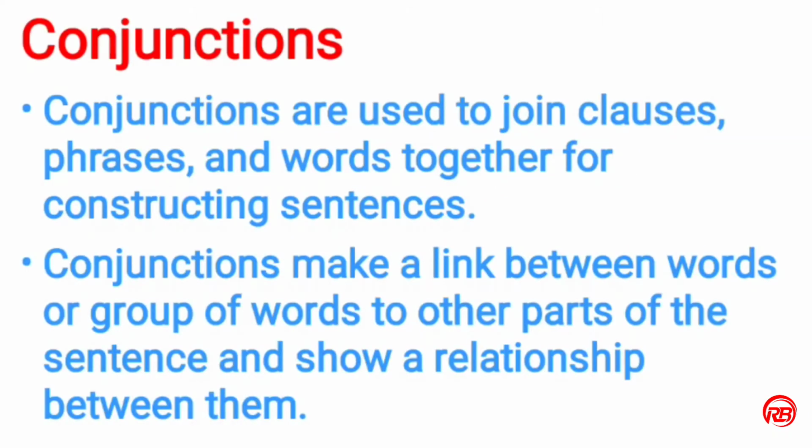Here I have given you the definition of conjunctions. Conjunctions are used to join clauses, phrases and words together for constructing sentences. Conjunctions make a link between words or groups of words to other parts of the sentence and show a relationship between them. A conjunction is a linking word which helps to join two clauses or words to construct a sentence.